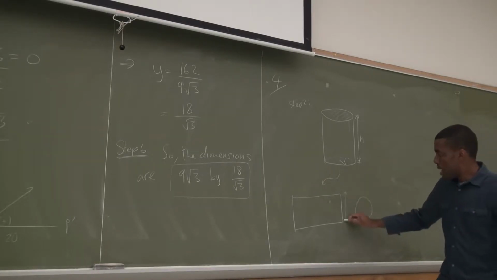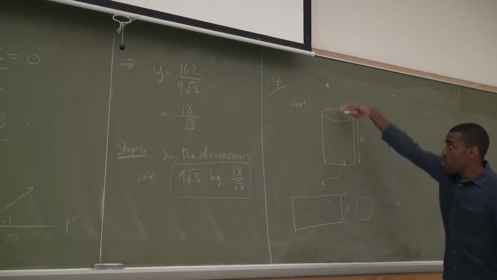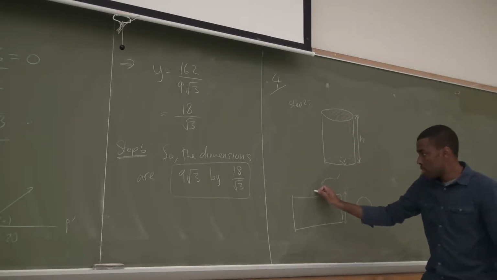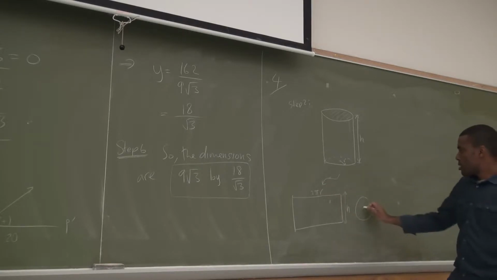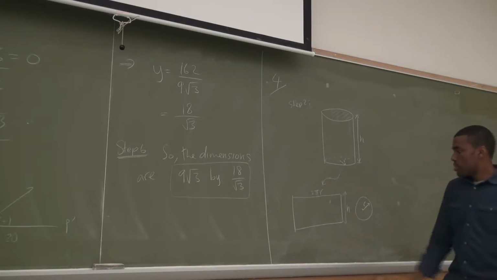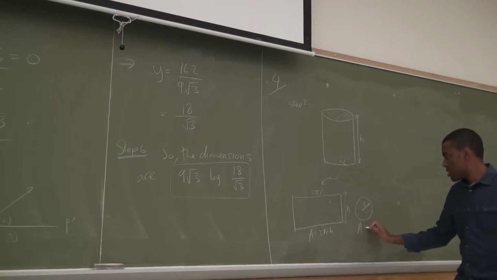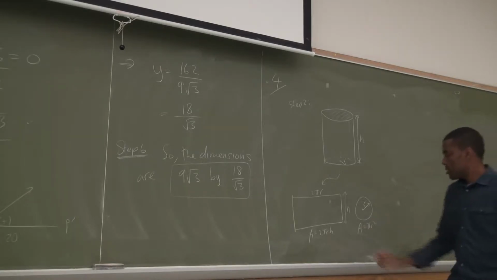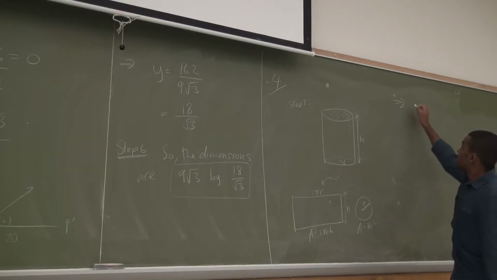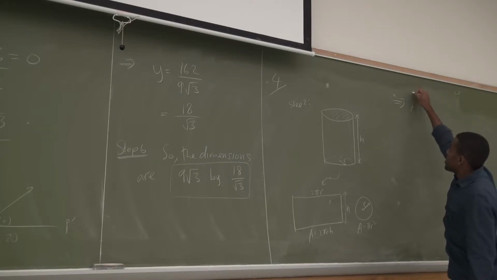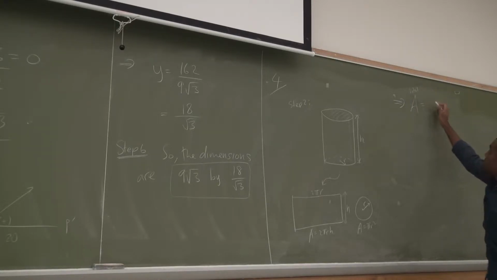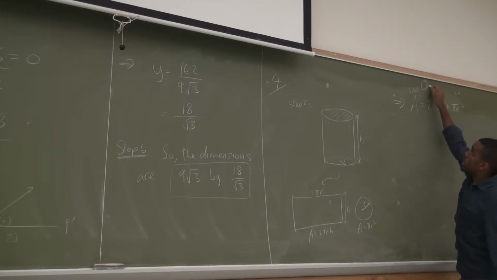So here's where the height is. Now this length would be what's going around, so that's the circumference, which is 2 pi r. This is just a circle of radius r. So the area of this is 2 pi r h. The area of this is pi r squared. This means total area is 2 pi r h plus pi r squared, and this is actually your objective. You want to minimize this.